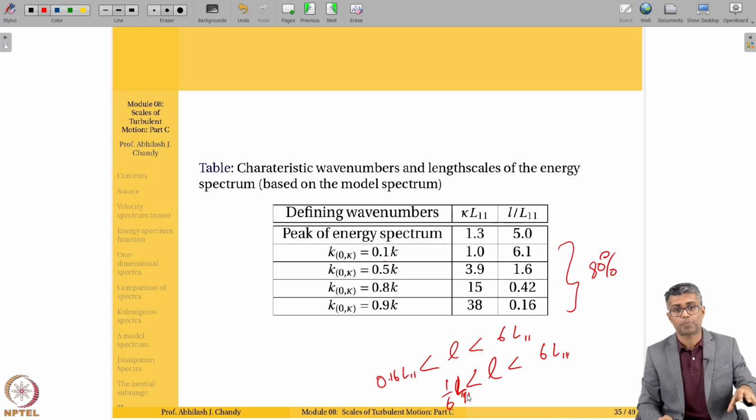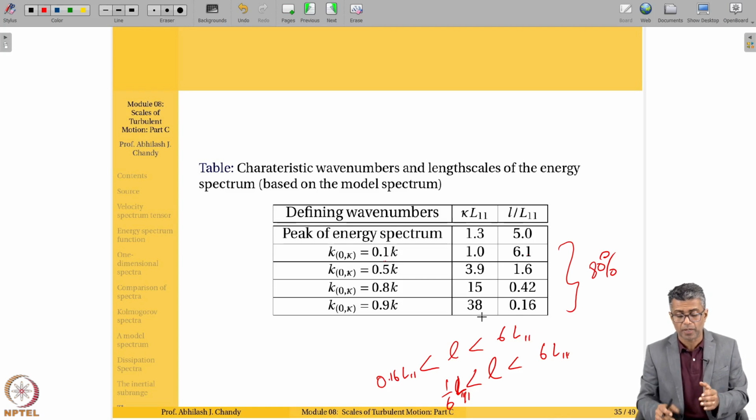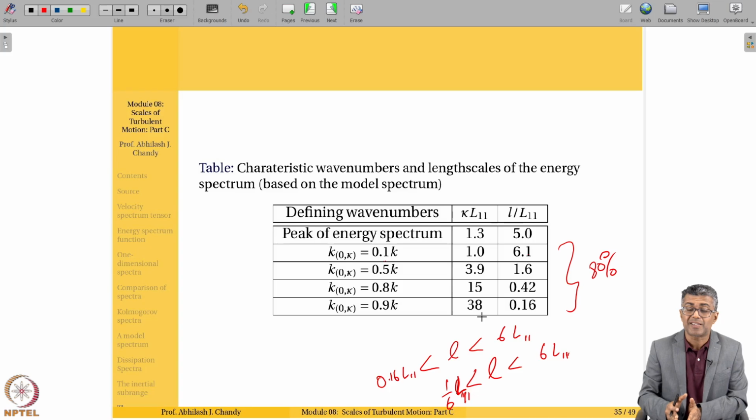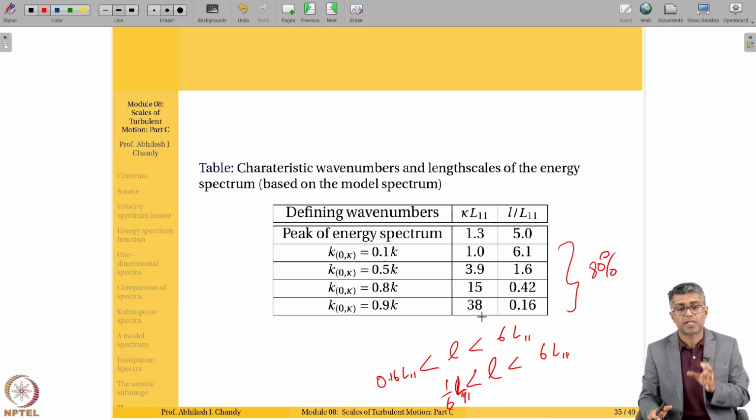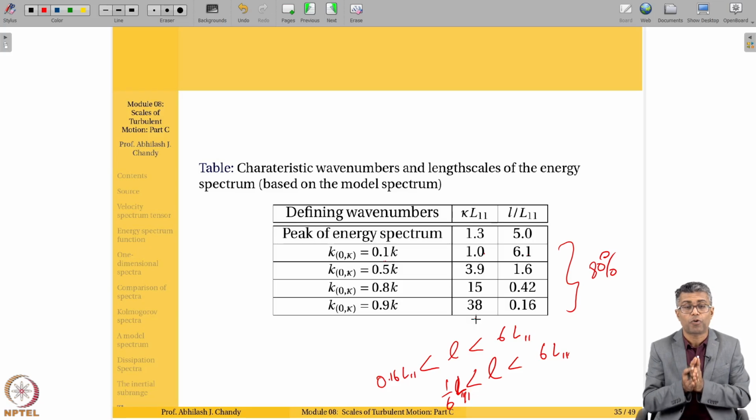For a bunch of model spectra at different Reynolds numbers, we realize that 80% of the energy, turbulent kinetic energy, is contained in these wave numbers. And that is between 1 and 38. Remember, in the dissipation spectra, we said that the LDI was 60 eta. And here what we are saying is that 80% of the energy is contained between 1 and 38, meaning 38 is the demarcation wave number for the energy containing range.